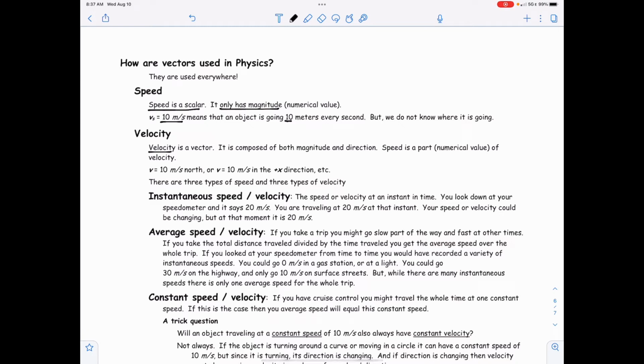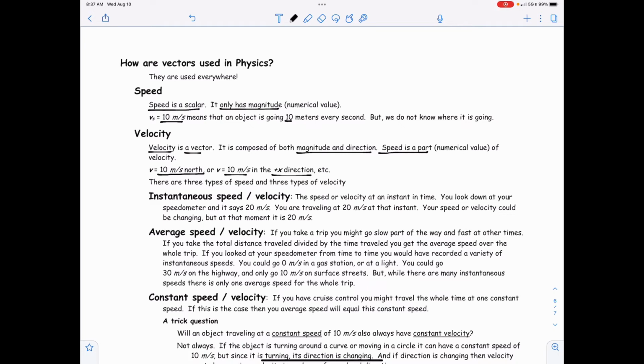Velocity, on the other hand, is a vector quantity. It has both magnitude and direction. Think of speed as the numerical part of velocity. So if you saw a velocity that said 10 meters per second north, 10 meters per second is the magnitude, right? And the positive x direction is the direction, okay? Or north is the direction, okay?